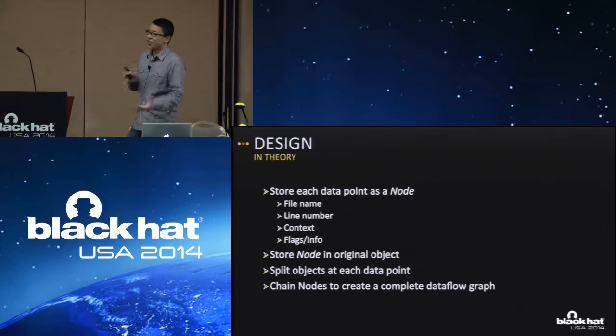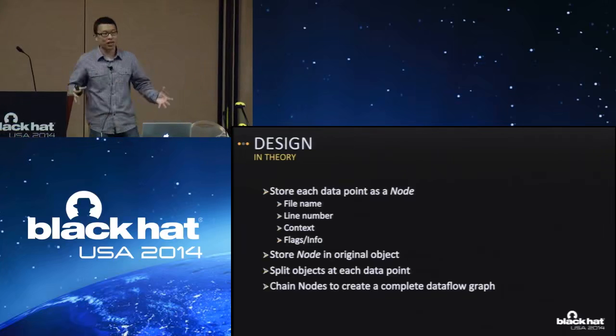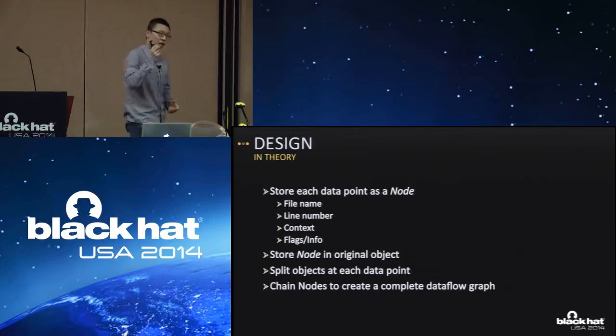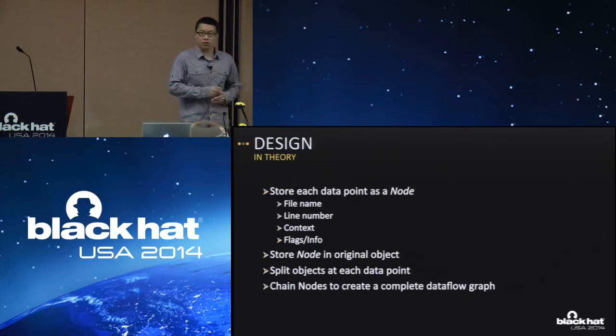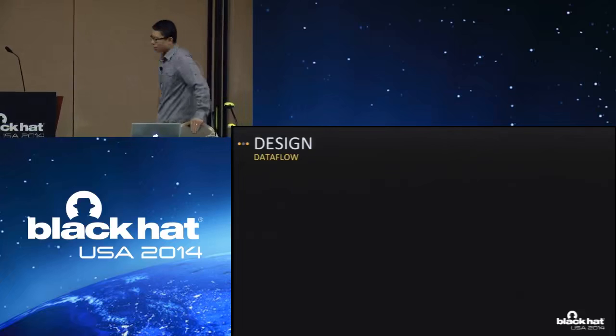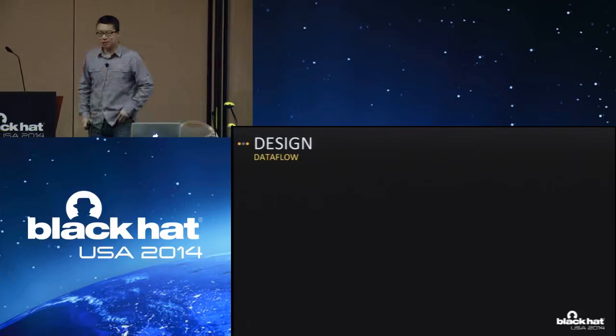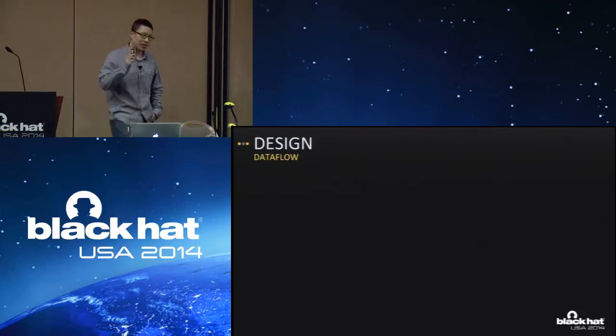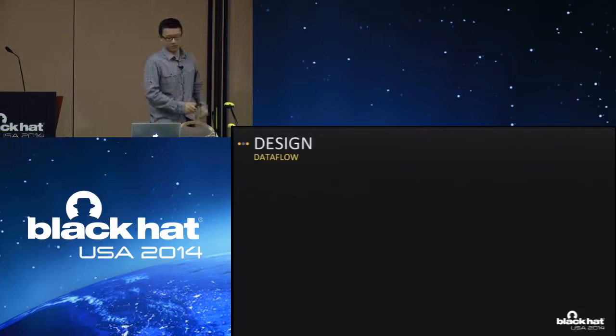And then at the end of the day, you want to chain all the nodes together to create a complete data flow graph, so that you know exactly how your tainted data traverses in your system. So let's talk about data flow. I talk a lot about data flow, data flow, data flow. So what does that mean? What do we want to get exactly in the data flow?